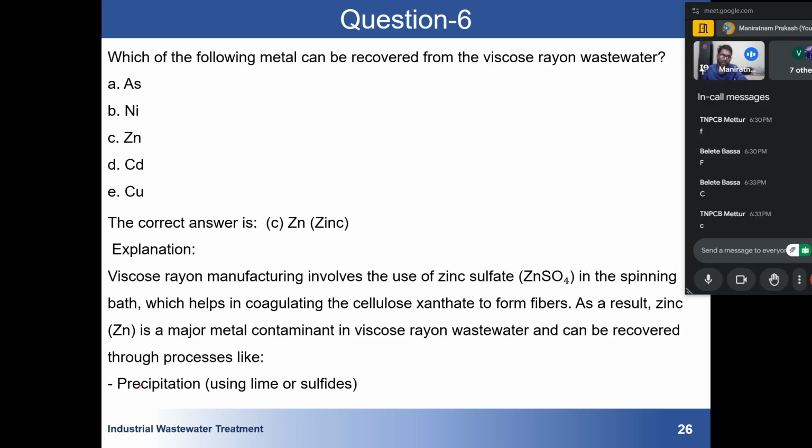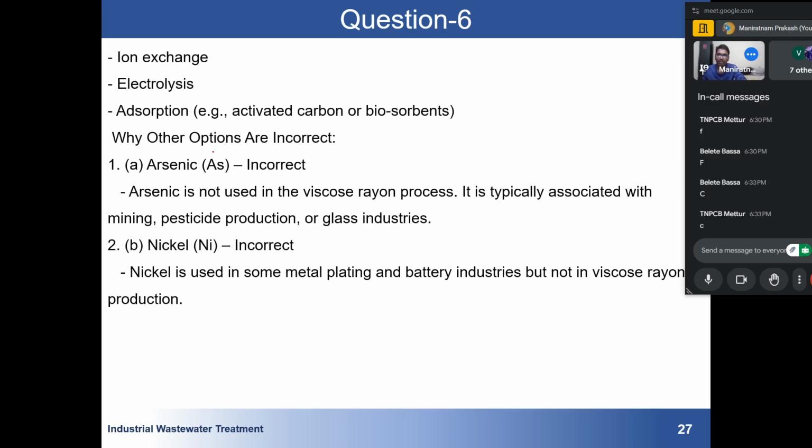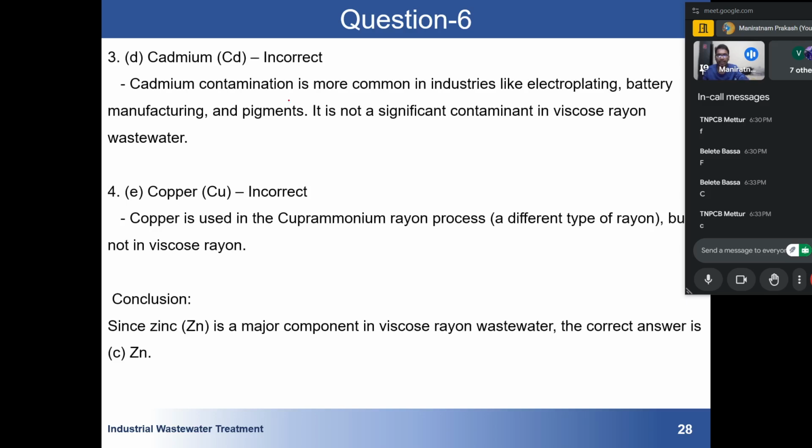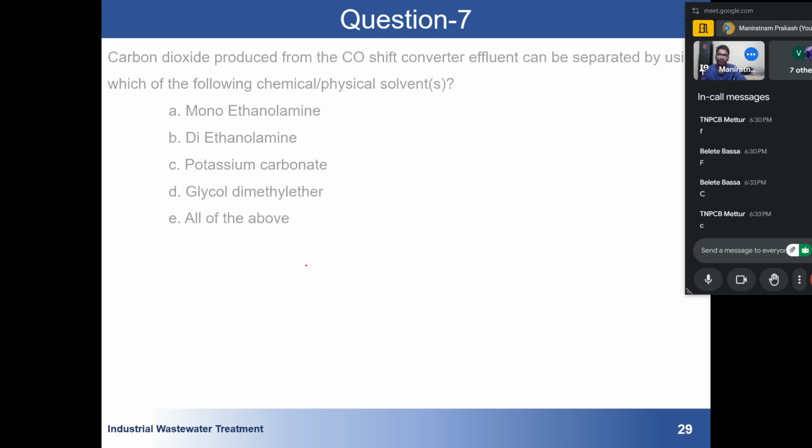There are several processes such as precipitation, ion exchange, electrolysis, or adsorption. The other options were not correct because arsenic is not used in this industry. Nickel is used in another industry. Cadmium is not used here, but it is generally used in the dye industry. Copper is again incorrect, so zinc is the correct answer.